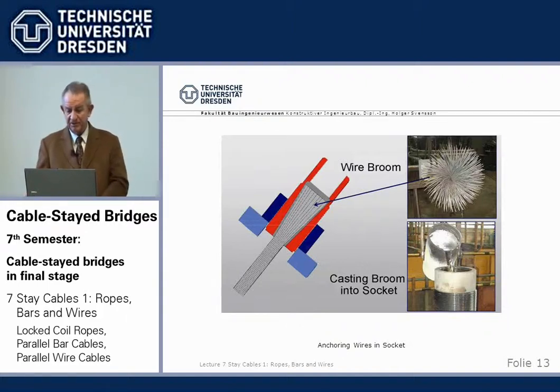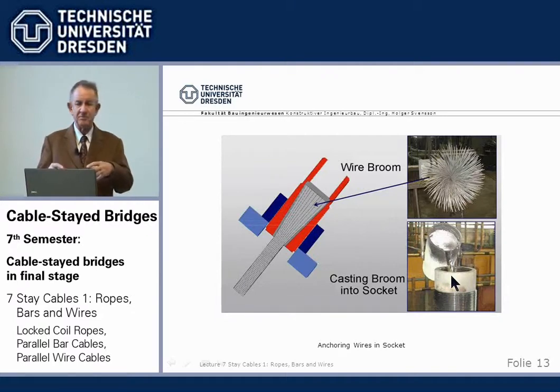Now, we have steel cylindrical sleeves here with a conical opening, and the wires are introduced into this conical opening, and then they are broomed out. Broom is Besen. They are broomed out, and then from the end, hot metal casting, so-called Zamak, is poured in, which hardens, so they are cast into metal.